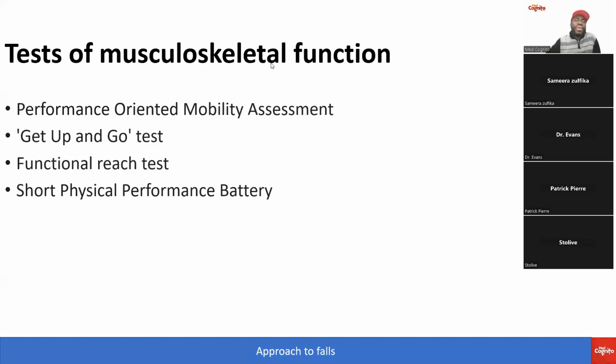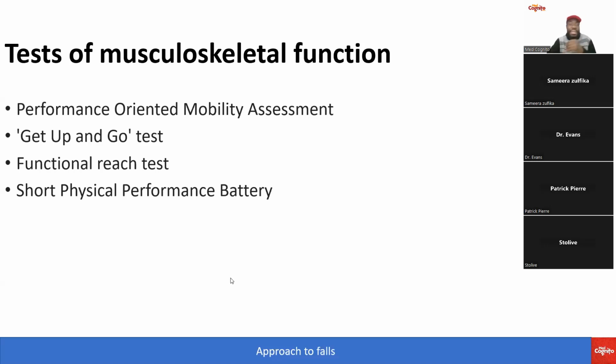So now, when we talk about the musculoskeletal system itself, what are the examinations we want to do? Number 1 will be the performance-oriented mobility assessment. Number 2, again, is the get up and go test. Then the functional reach test, tell the patient to reach out for something. And then we also have what we call the short physical performance battery. We don't need to know all the details, but you just need to know that in a patient who has falls, we are going to do a musculoskeletal exam.